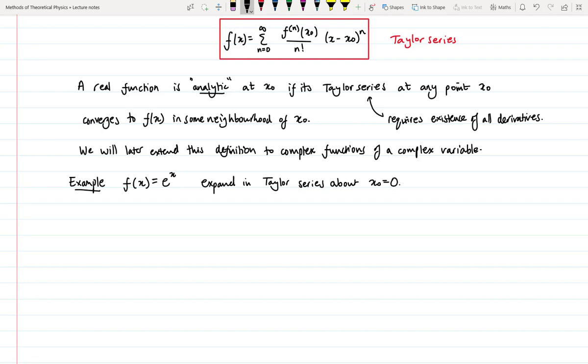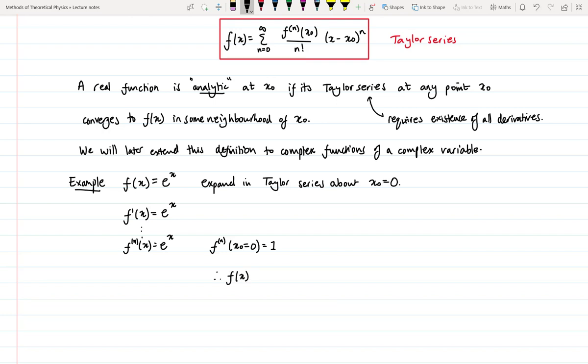Okay, so from the red box at the top of the page, we know that we need to calculate the derivatives of f of x. And that's particularly easy for the exponential function. We know that the first derivative is e to the x, and in fact, the nth derivative is simply the function itself, e to the x. So looking at the expression at the top of the page for a Taylor series, the nth derivative evaluated at the point 0, these are all going to be 1.